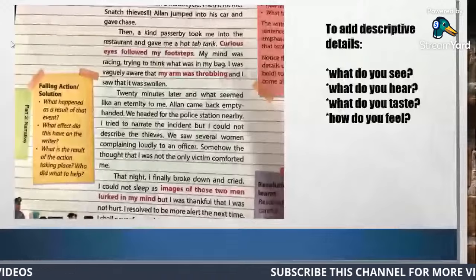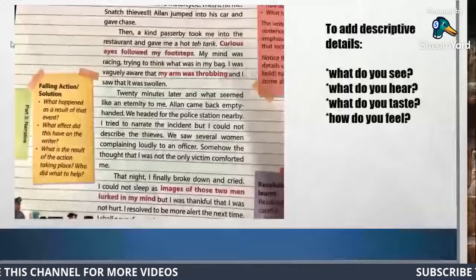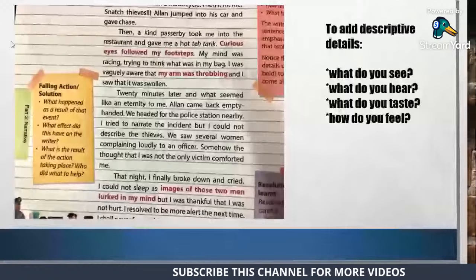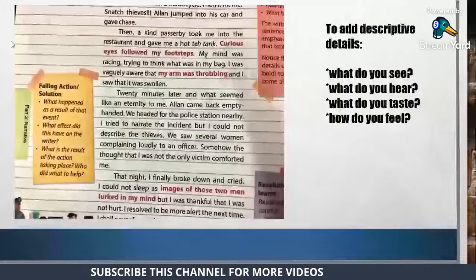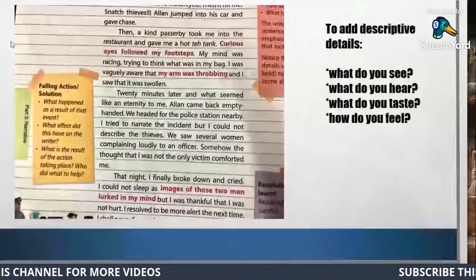I was vaguely aware that my arm was throbbing. How do you feel? Your arm was throbbing. I saw that it was swollen. 20 minutes later, and what seemed like an eternity to me, Alan came back empty-handed. Couldn't get the handbag back. Okay? We headed for the police station nearby.